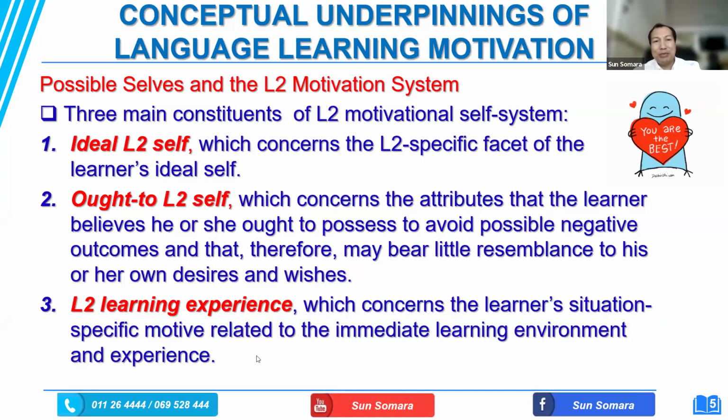Okay, thank you, Mr. Chadi, for reading this. Yes, you can consider these three aspects, the three main constituents of the L2 motivational self system. We can say, unless they know themselves, that's the first key important thing. The first one, ideal L2 self: understand what they need to concern with the L2-specific facets of the learner's ideal self. They need to understand why learning L2 is important for themselves, or why they decided to study the language, for example. The ought-to L2 self, we can say, is one.